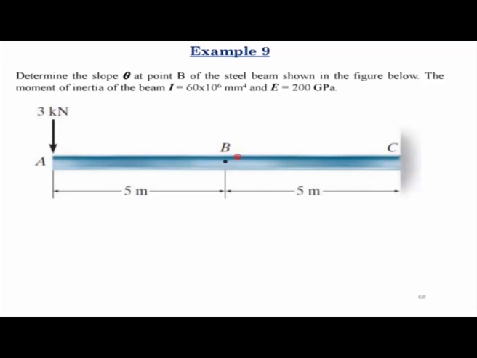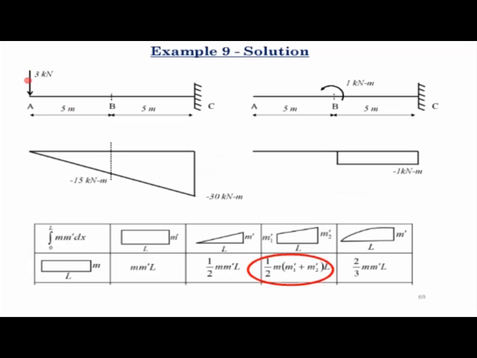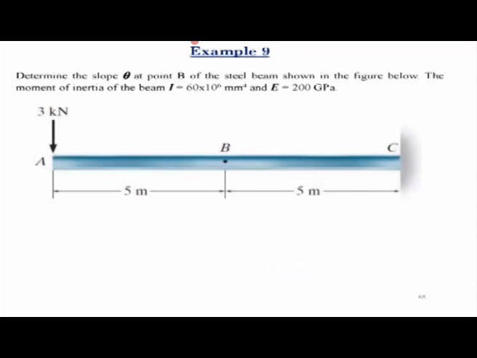Since we have been asked to calculate the rotation at this point B, the virtual load that has to be applied is actually a virtual moment, that is a moment of magnitude unity at this point B. This is the actual load, which is 3 kilonewtons acting downwards, and the moment diagram of that beam under the applied load is shown here. If you apply a unit virtual moment at this point B, the moment diagram of that beam is here, where it will have a moment of -1 kilonewton meter over only half span of the beam.